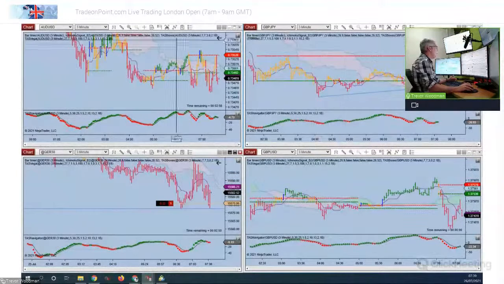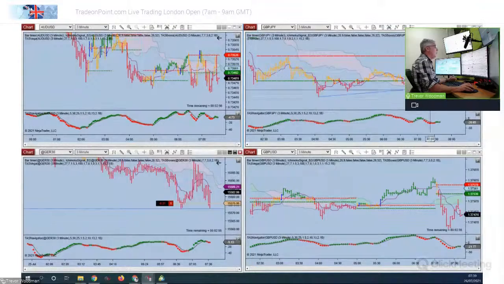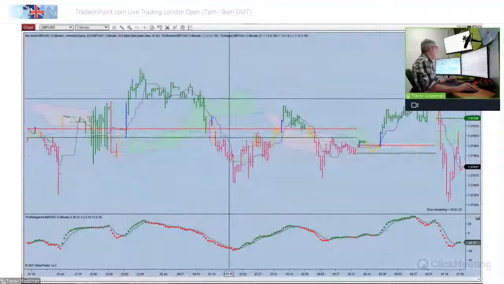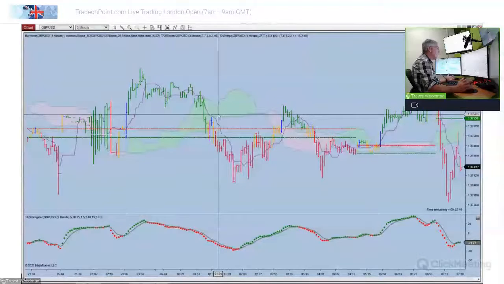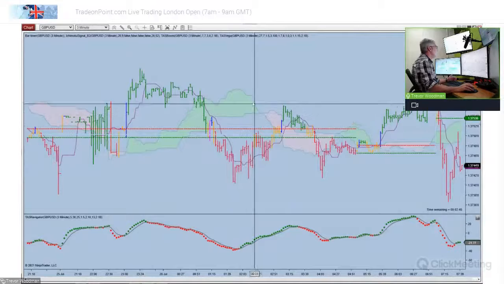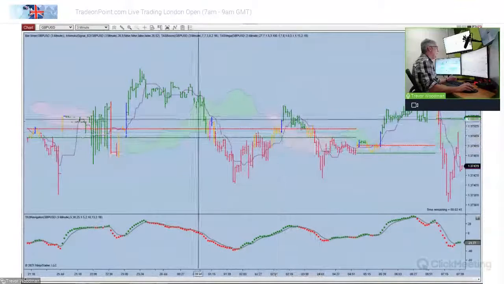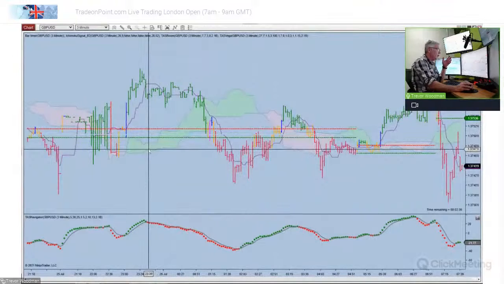So the way that I trade out, and we'll use the pound dollar for this, is you have the Ichimoku cloud or Ichimoku, depending on how you pronounce it. Everyone seems to pronounce it differently. I'm sure there's a right and a wrong way to do it. But that's the green and the pink cloud that you see on my chart.